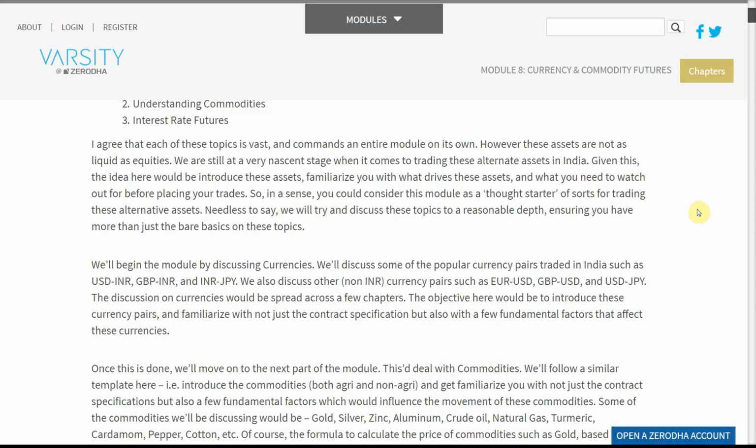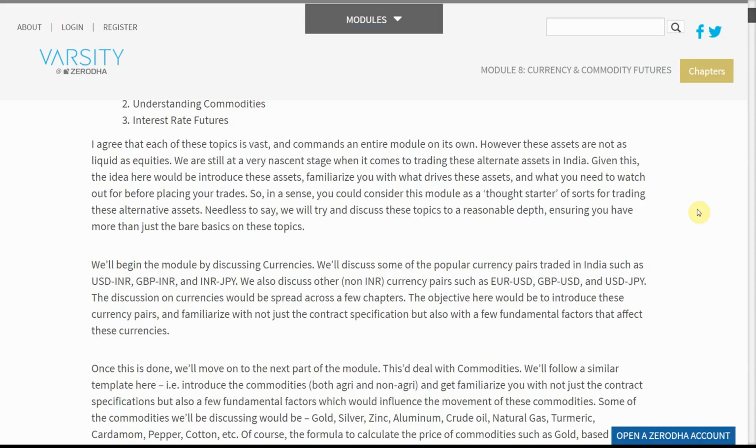Needless to say, we will try and discuss these topics to a reasonable depth, ensuring you have more than just the bare basics on these topics. We'll begin the module by discussing currencies. We'll discuss some of the popular currency pairs traded in India such as USD-INR, GBP-INR, and INR-JPY. We also discuss other non-INR currency pairs such as EUR-USD, GBP-USD, and USD-JPY.